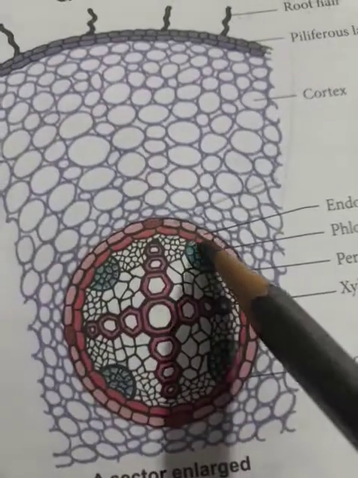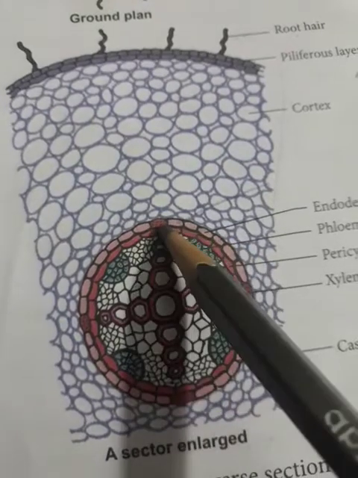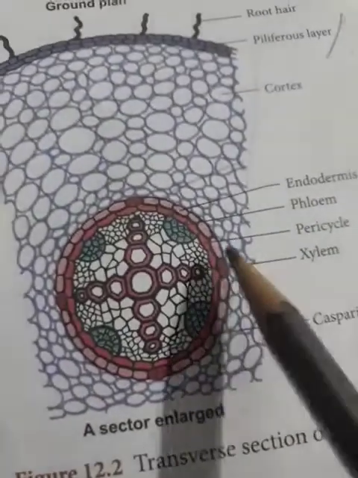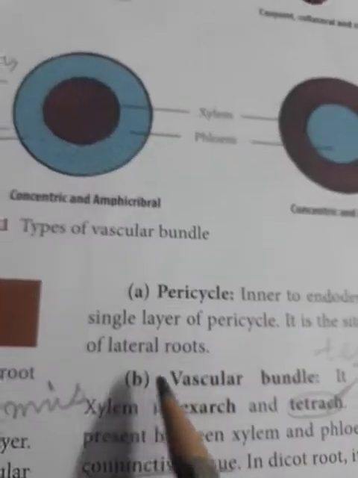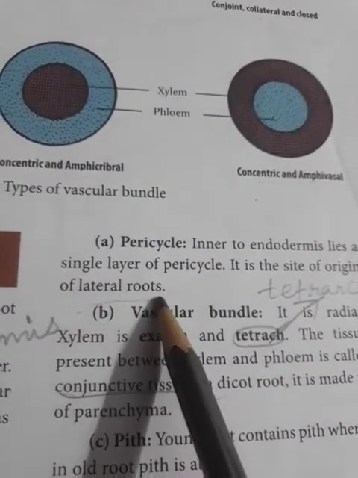Now one by one we will see. Pericycle: inner to the endodermis, come to the diagram again. The saffron color one-layer structure is the pericycle. From this pericycle only, lateral roots develop. So one important point: inner to the endodermis lies a single layer of pericycle. It is the site of origin of lateral roots.